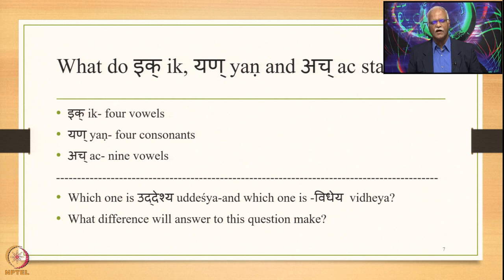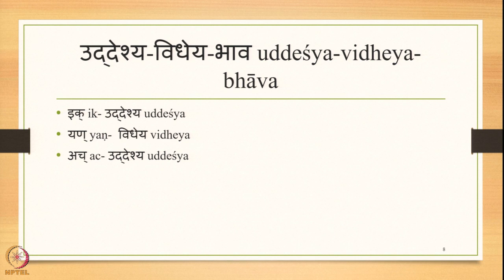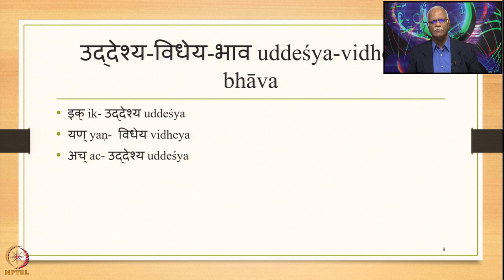Now the next question that arises is, which of these is an uddeshya, and which one is vidheya? It is important for us to understand this difference. The question would be, what difference will the answer to this question make? This is a very important question. So we rewrite what we saw just now. We said that ik is uddeshya, yan is vidheya, and ach is uddeshya. Uddeshya-vidheya-bhava is very crucial. Ik and ach are uddeshyas, and yan is vidheya.